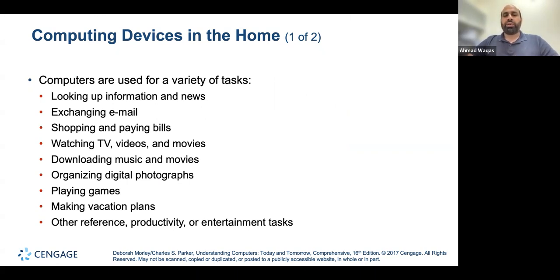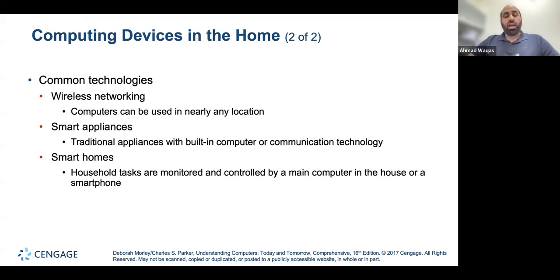So computers are used for a variety of tasks. You can use them for looking up information and news, exchanging emails, shopping and paying bills, watching television, videos and movies, downloading music and movies, organizing your digital photographs, playing games, making vacation plans, and other reference, productivity, or entertainment tasks. This has all become possible because of common technologies. And what are those common technologies?